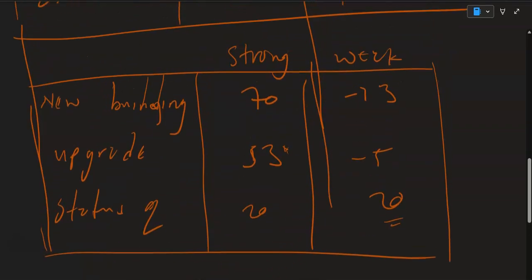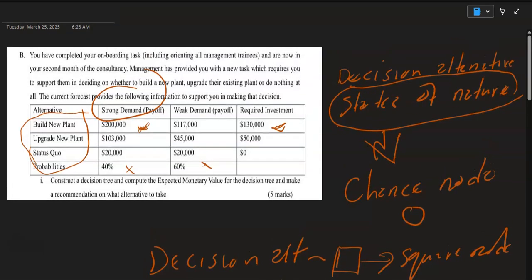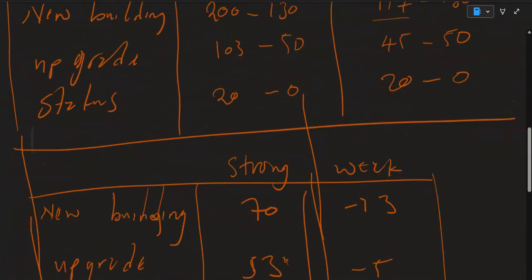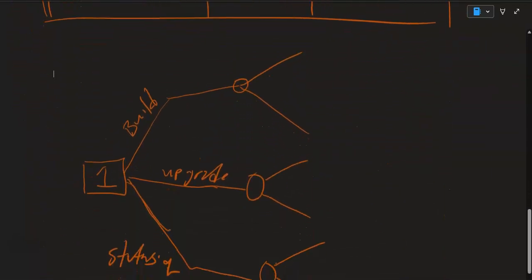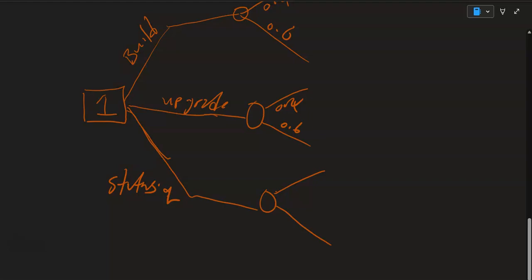We know that the probability, based off the question, is 40% when you have a strong market, right? So under your states of nature, you have two states of nature. Either you have a strong market, which is 0.4, this is the one that is going up, or you have 0.6 when the market is bad. Same applies to this one. When the market is good, you have 0.4, and when the market is bad, you have 0.6. We'll do the same, 0.4 and 0.6.